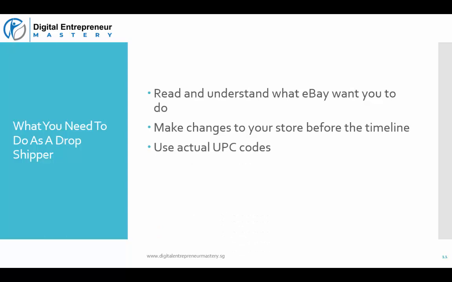And do use the actual UPC codes. I understand a lot of people are actually changing their UPC codes and they don't want to use a UPC code. Well, one day, and very soon, eBay will say that all products must have a UPC code. And if you're providing a fake UPC code, probably your listing will not be shown. So you need to take note of this. And also provide the best customer service that you can to your buyer. The best place to learn is from Amazon customer service.